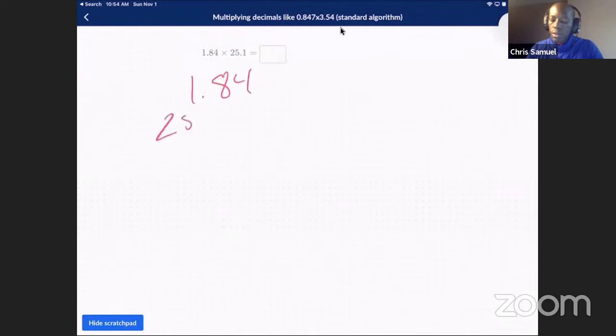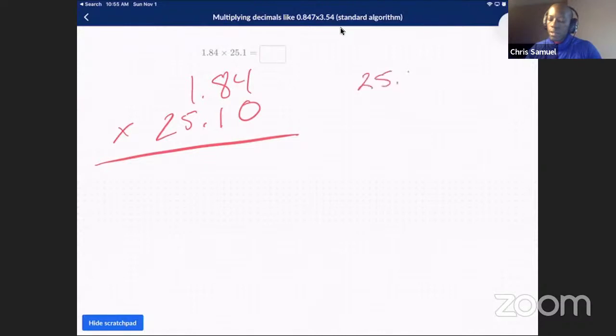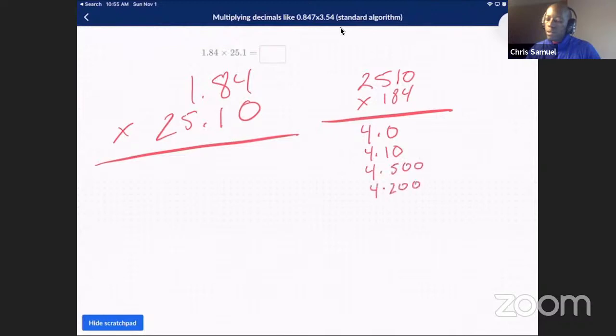So we have 125 like this. This is pretty much just like doing 25 like this. What I'm going to do is say 4 times 0, 4 times 10, 4 times 500, 4 times 2,000.